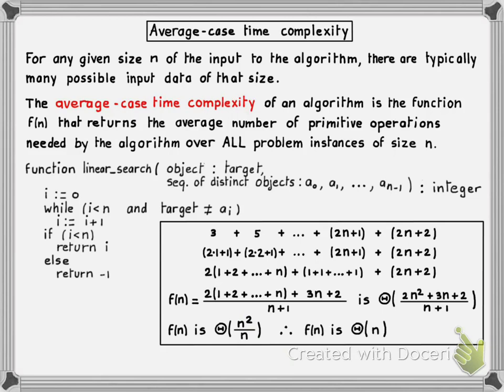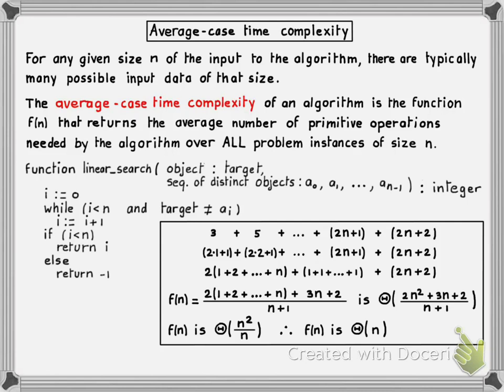theta of n. So the bottom line here is that the average time, or the average case time complexity of the linear search algorithm is on the order of n. It's a linear time complexity in the average case.